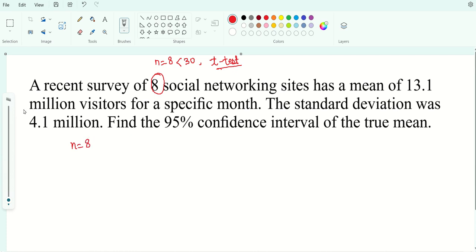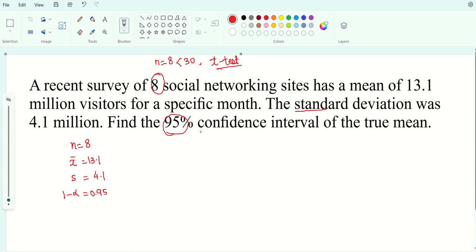Just calculate what is given here. n is equal to 8 is given. Social networking has a mean of 13.1. That is the sample mean, 13.1. The standard deviation means S, because this is the sample standard deviation, not the population standard deviation. So S is equal to 4.1. Find the 95% confidence. What is the confidence level? 1 minus alpha, it is 95%, which means 0.95. So we can calculate alpha from here.